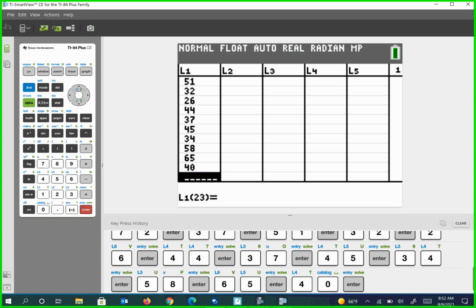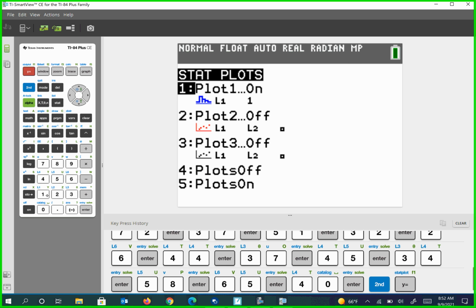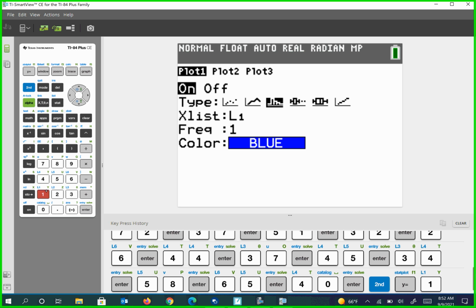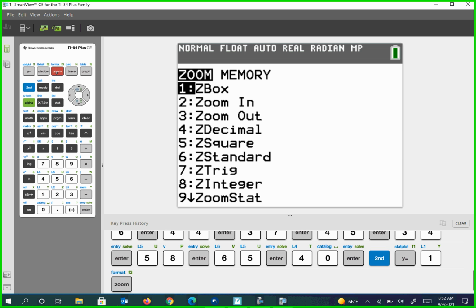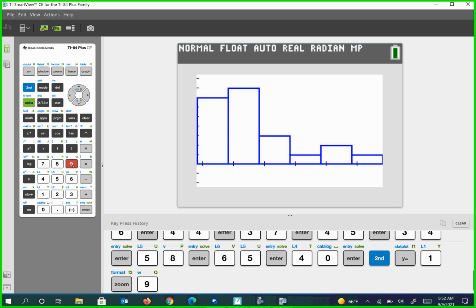Okay, so we have our data plugged in. Let's turn our stat plot on, and if it's not on yet, it is on. I think the histogram is going to be fine to look at. We could look at the data points, but we don't really have a Y value to deal with. So I'll go with the histogram. Then I'm going to go zoom, and down to number 9, zoom stat. So that's basically what the calculator comes out with.